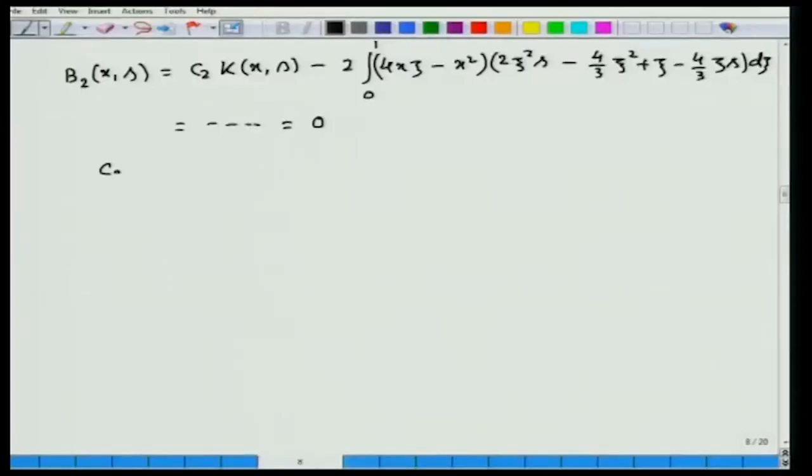And once you have b 2 x comma s, this is equal to 0. So, immediately c 3 equal to integral 0 to 1 b 2 x comma x dx, this is equal to 0. And using the formula for b 3 x comma s, you can calculate this is equal to 0. So, c 3 equal to 0 and b 2 x comma s equal to 0 will give you b 3 x comma s equal to 0, and therefore, c 4 should be equal to 0.